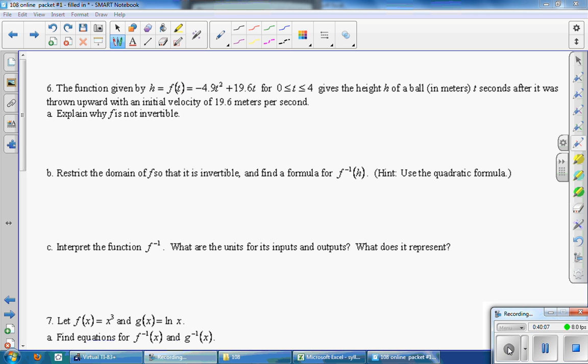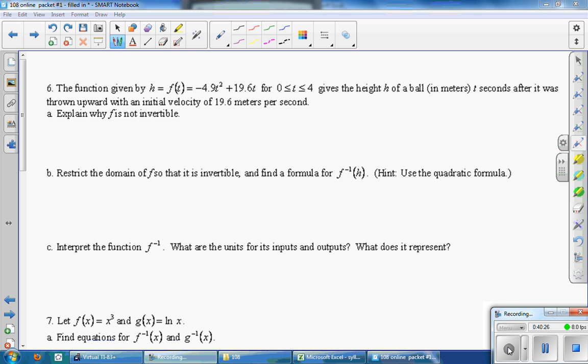6. Function given by h equals f of t equals negative 4.9 t squared plus 19.6 t for 0 less than or equal to t less than or equal to 4 gives the height h of a ball in meters t seconds after it was thrown upward with an initial velocity of 19.6 meters per second. A, explain why f is not invertible.